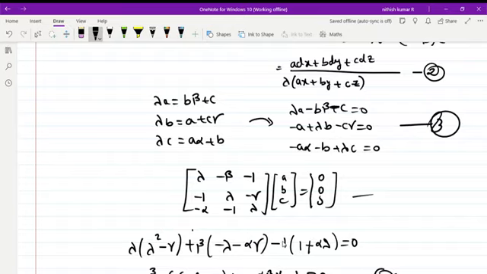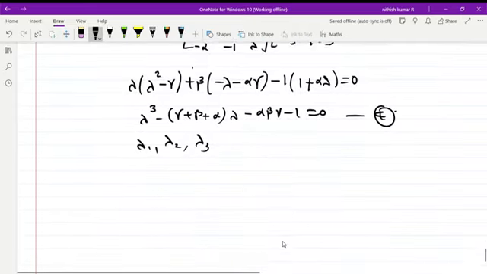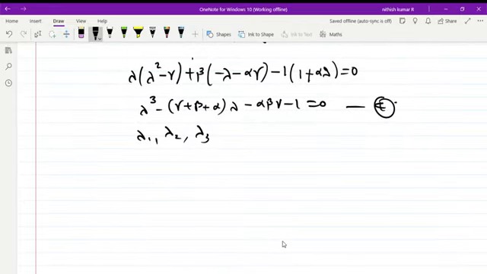Say those solutions are: with respect to lambda 1, a1, b1, c1 are the solution. With respect to lambda 2, a2, b2, c2. With respect to lambda 3, a3, b3, c3.